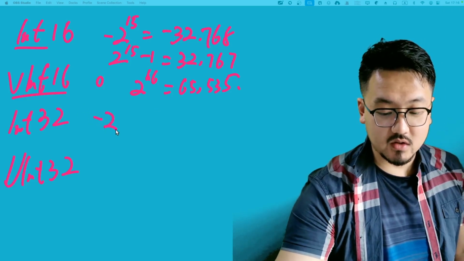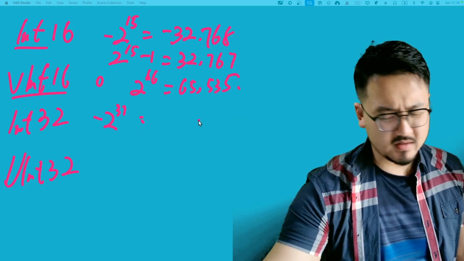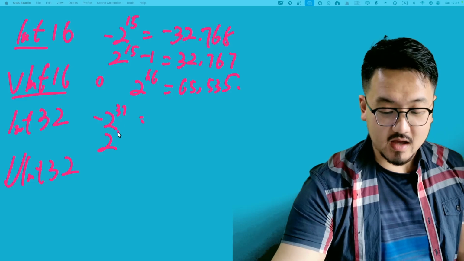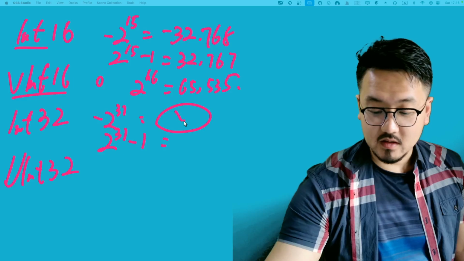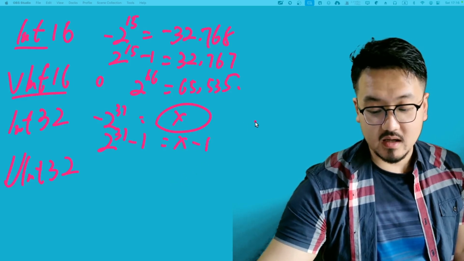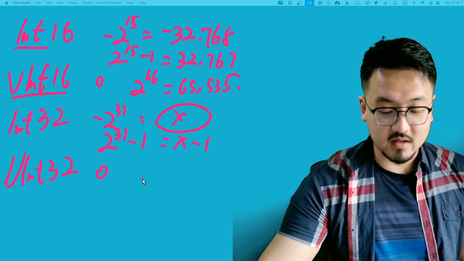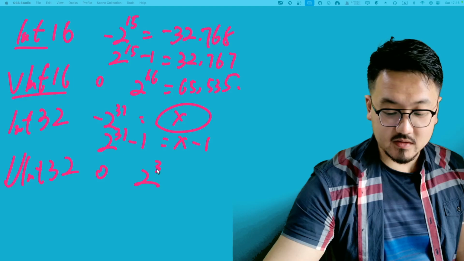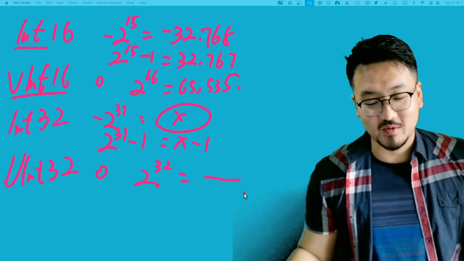Okay, -2 raised to the power 31. We get a certain number, just using the calculator, and then 2 to the 31 subtract by 1. This for example is x subtract by 1. Okay, really simple. And this unsigned is 0 to 2 raised to the power 32. You calculate that. Really simple.